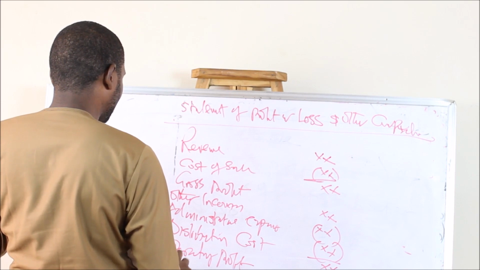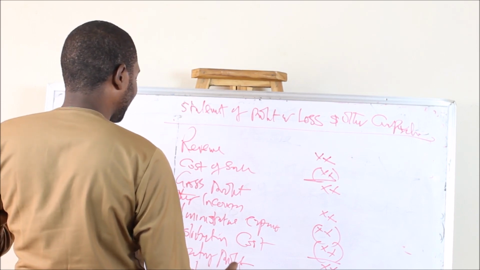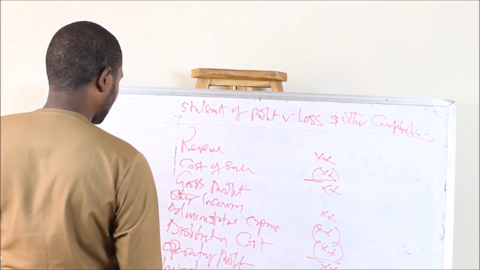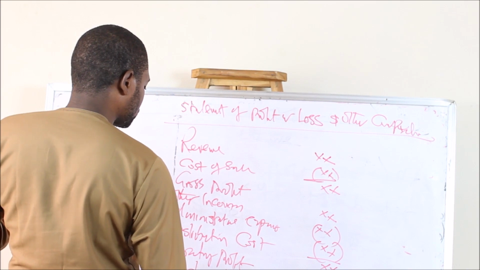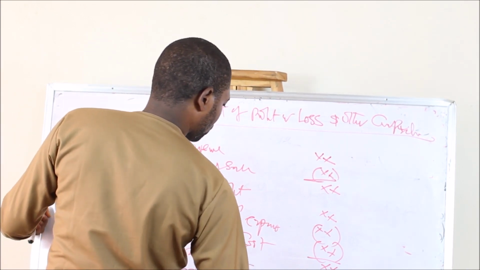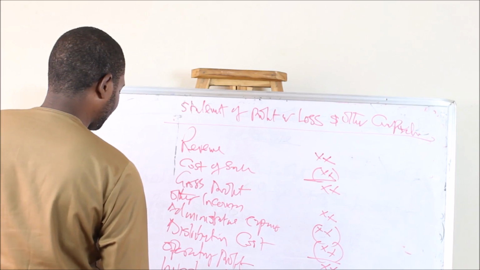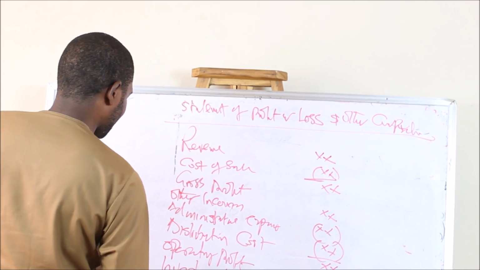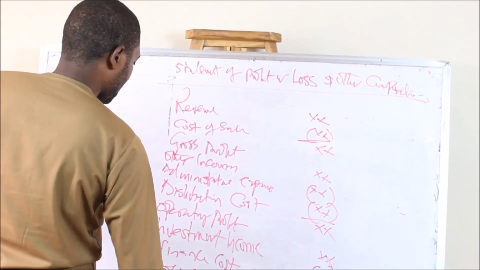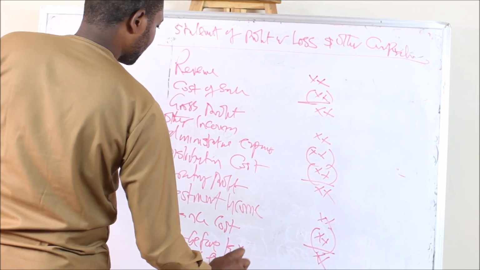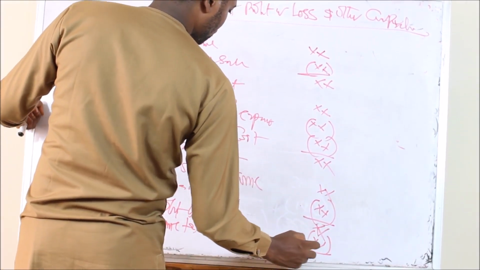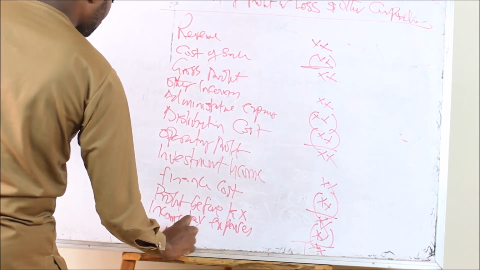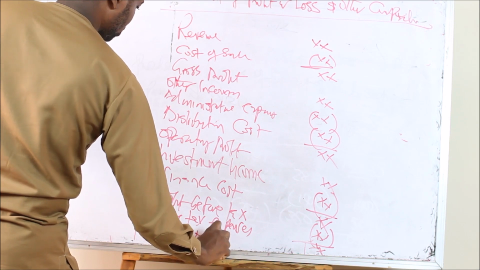Then we have investment income, like dividend received or interest received, you add it. Then you less finance costs. Whatever you have, you call it profit before tax. Then income tax expenses, you remove it, you call it profit for the year. Of course, profit for the year.